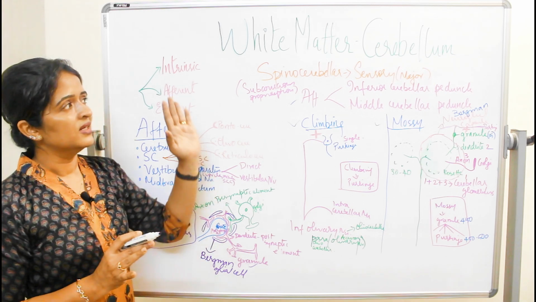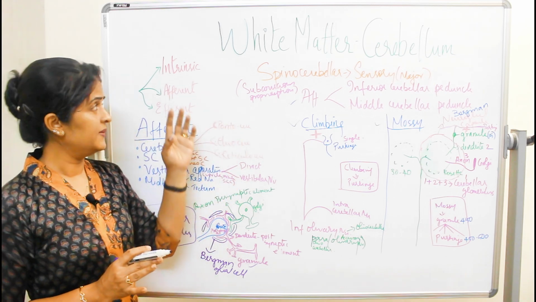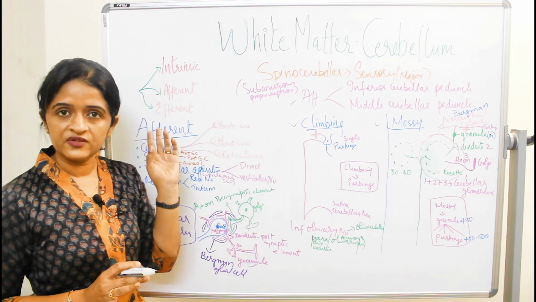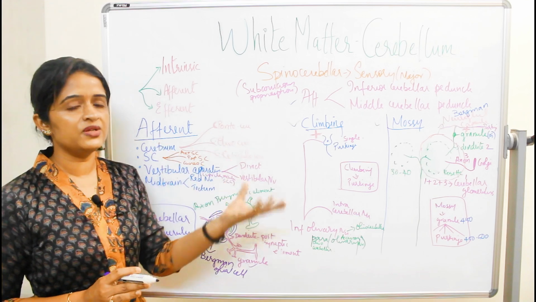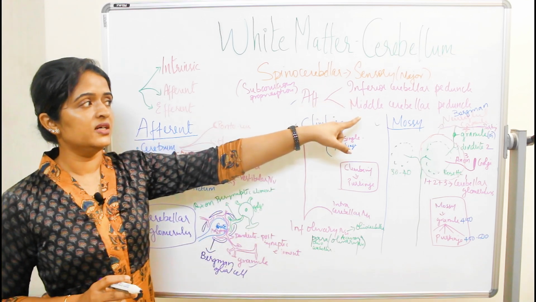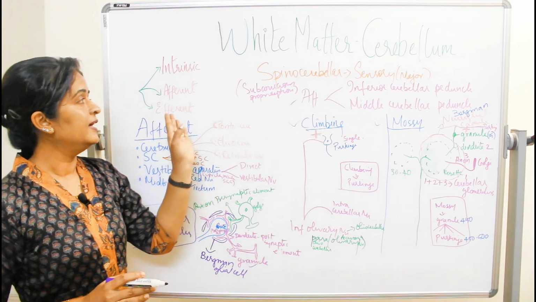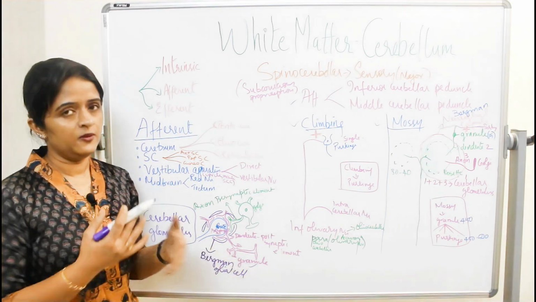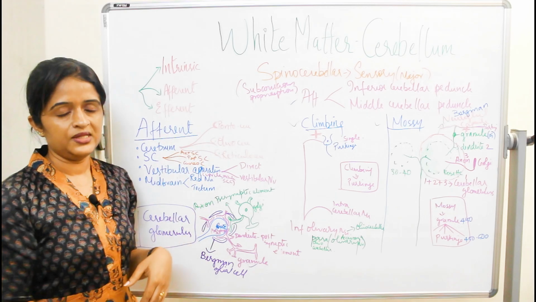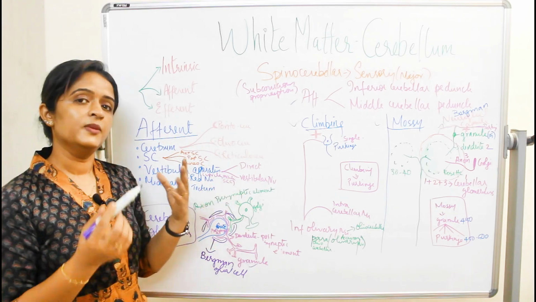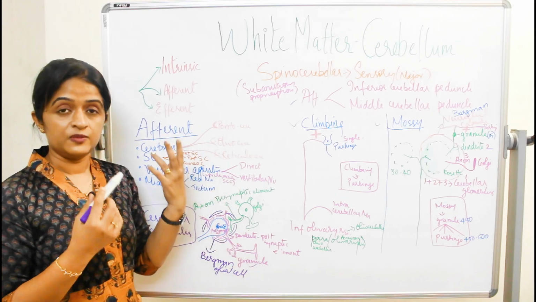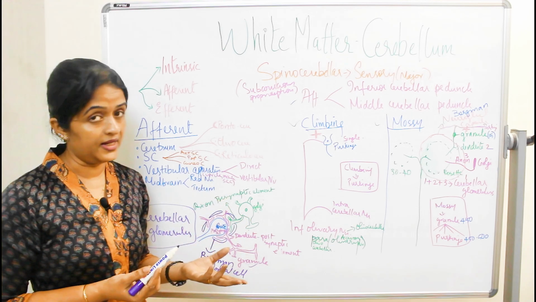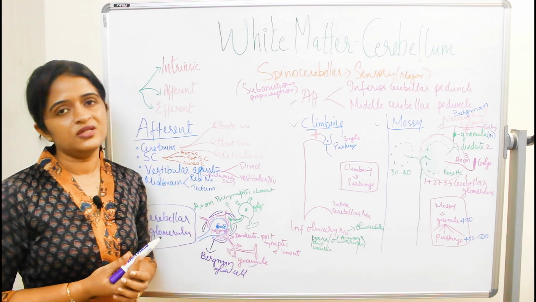So once again, the white matter of the cerebellum, we know there are mainly three types of fibers: the intrinsic fibers which are confined to the cerebellum, then the afferent fibers which reach the cerebellum from different parts of the central nervous system through the inferior and middle cerebellar peduncle, and the efferent fibers which leave the cerebellum. I will be taking the details of this in the next session. They will be passing through the cerebellar peduncles, especially the superior cerebellar peduncle, and of course some will leave through the inferior cerebellar peduncle as well to the different parts of the central nervous system.